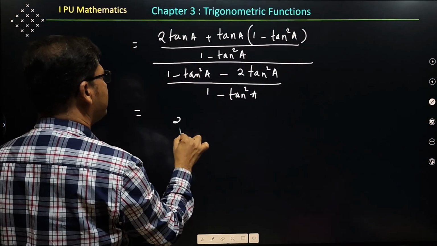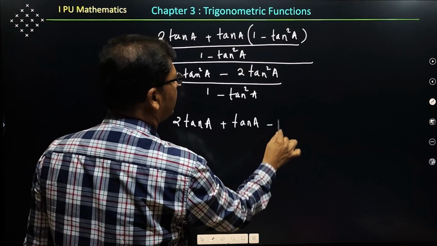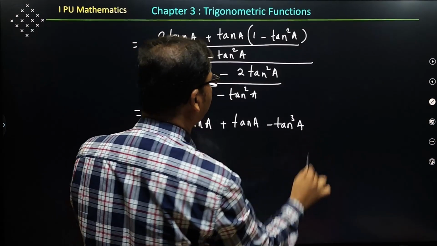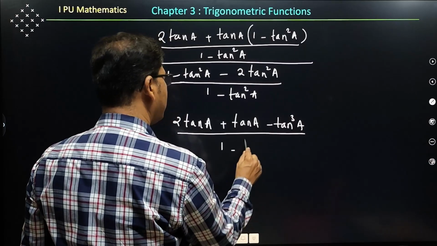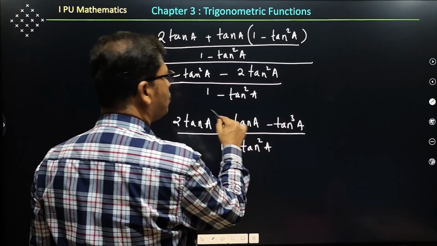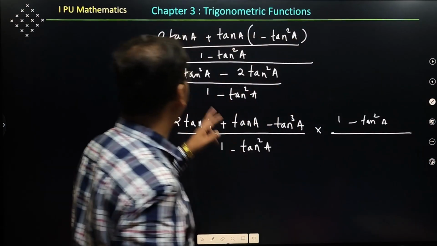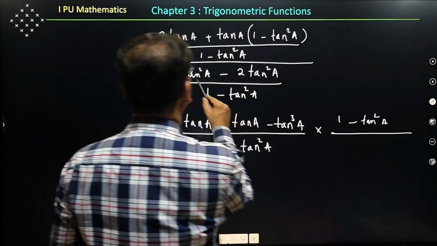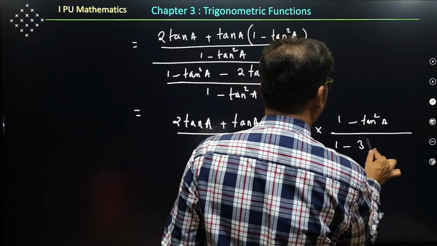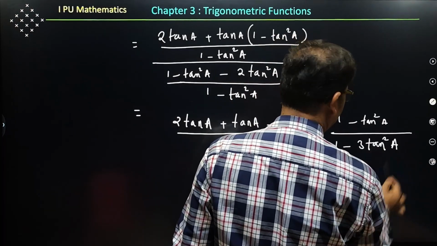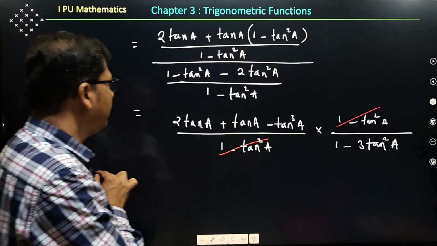2 tan A, see this is 2 tan A plus tan A into 1 is tan A, minus tan cube A. Why? Tan A into tan square A is tan cube A, divided by 1 minus tan square A. This goes to the numerator, 1 minus tan square A, divided by what you are going to write, 1 minus 3 tan square A. See, these two add up: minus x, minus 2x, minus 3x, like that, 1 minus 3 tan square A. Now it is time to eliminate 1 minus tan square A.